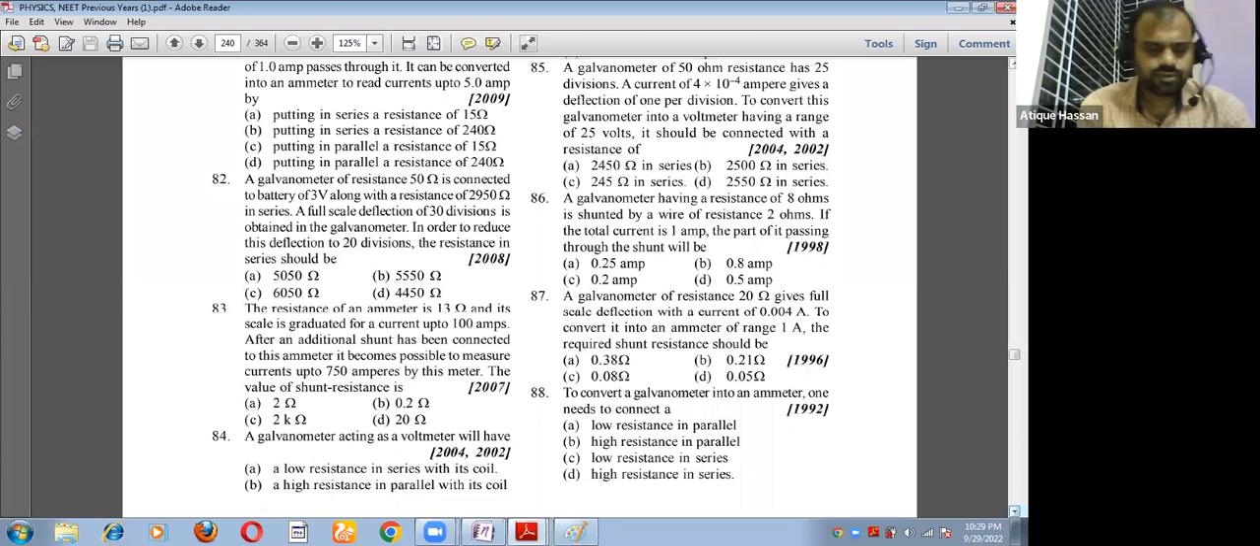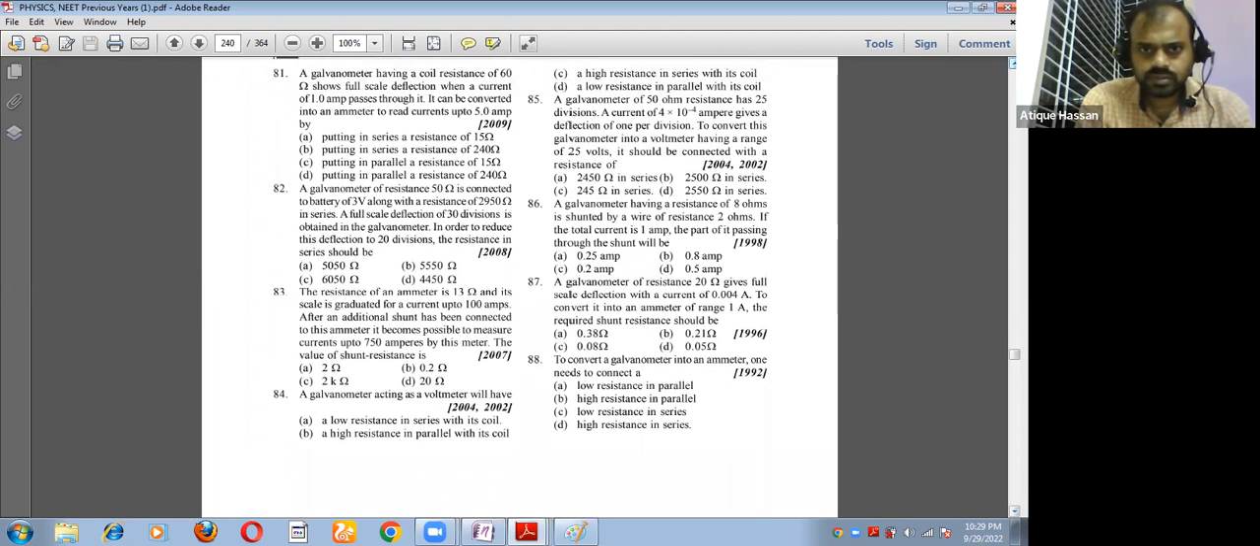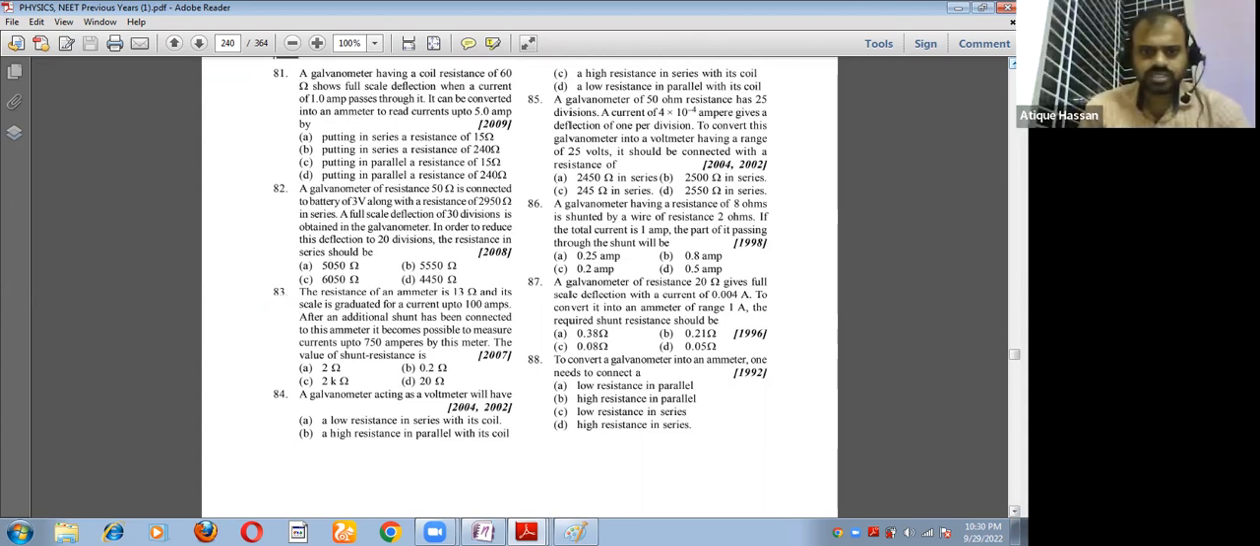Right. Now solve question number 84. Also a theoretical question. High resistance in series with its coil. Yes, it should be high resistance in series with its coil. A galvanometer acting as a voltmeter will have a high resistance in series. Correct. So the correct answer is C.